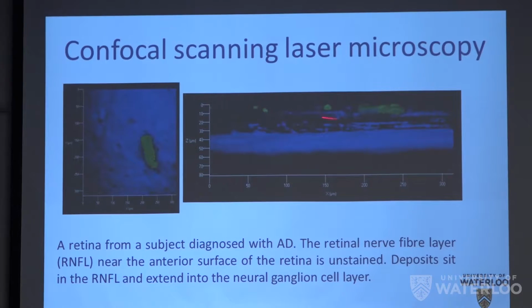And what you can see is that these deposits are sitting in or slightly above the top cellular layer of the retina. And that is the ganglion cell layer. So that is a neuronal cell layer, which is where we would expect to find amyloid in association with Alzheimer's disease. And so above it, you then still have the optic nerve fiber layer, which would not stain with DAPI. So they're embedded very close to the surface of the retina.